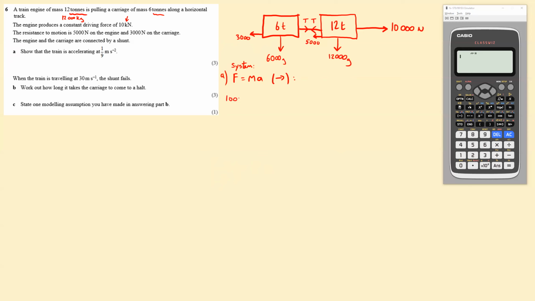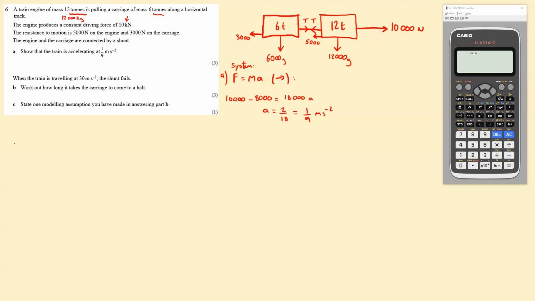So I've got 10,000 minus 8,000 is equal to a total mass, which is 18,000, times by the acceleration. So that gives me that the acceleration is equal to 2,000 divided by 18,000, which is 2/18, which is, of course, 1/9 meters per second squared.